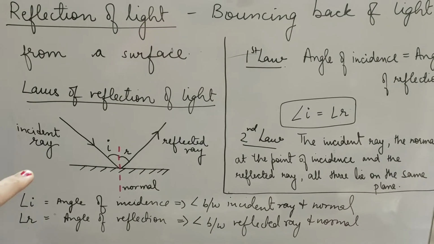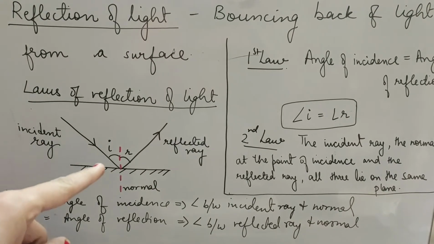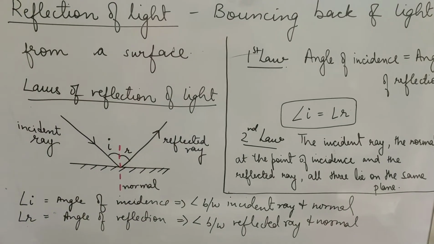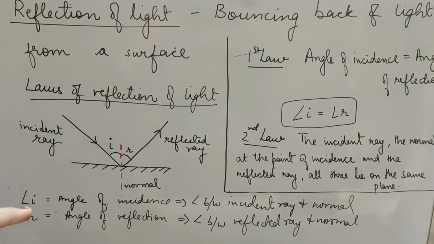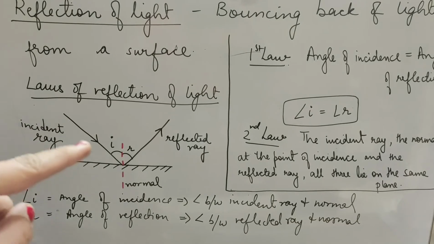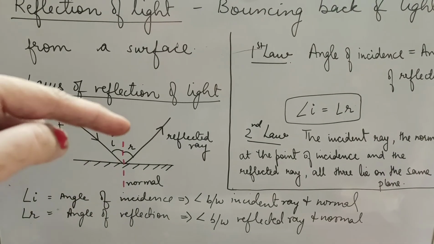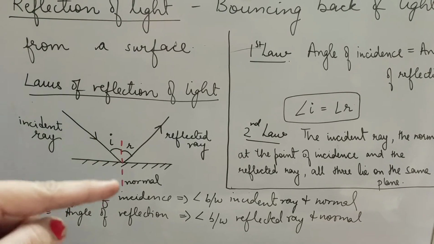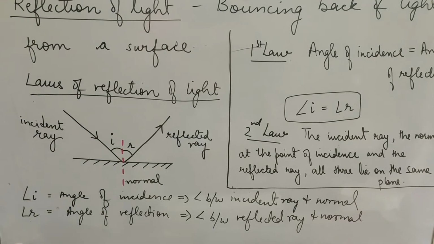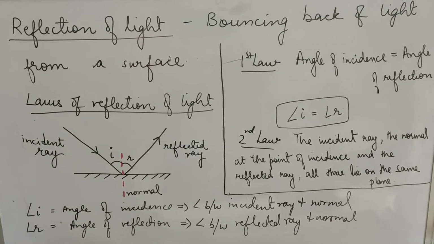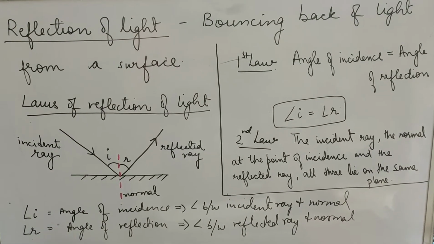This is a diagram representing a light ray which is incident on a mirror and being reflected back. Angle I here represents the angle of incidence, that is the angle between the incident ray and the normal, and the angle of reflection is the angle between the reflected ray and the normal. According to the first law of reflection, both these angles are equal. Angle I is equal to angle R.